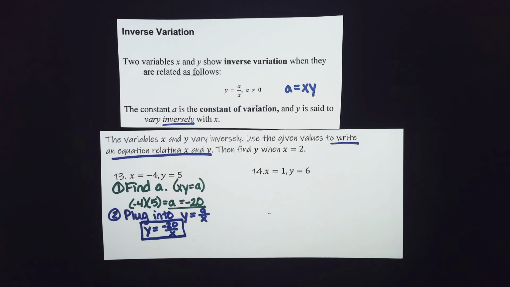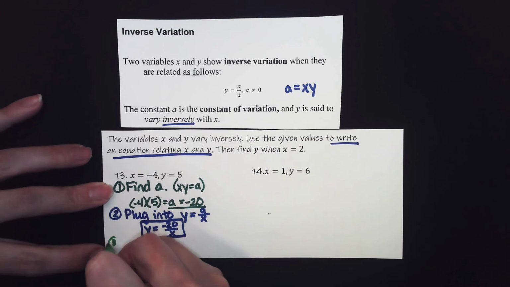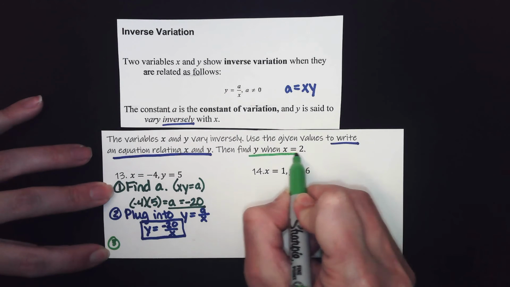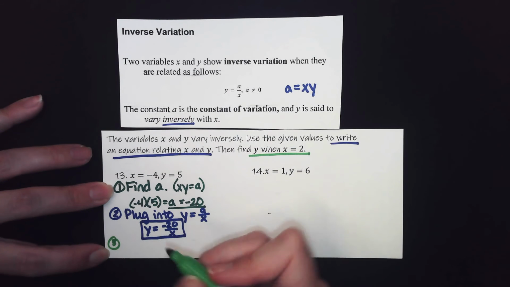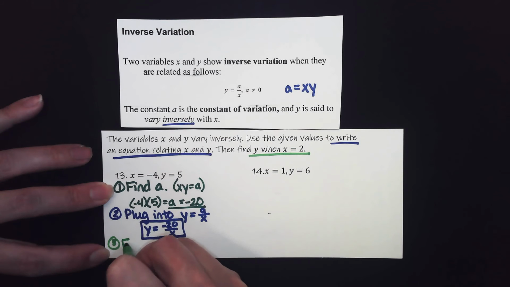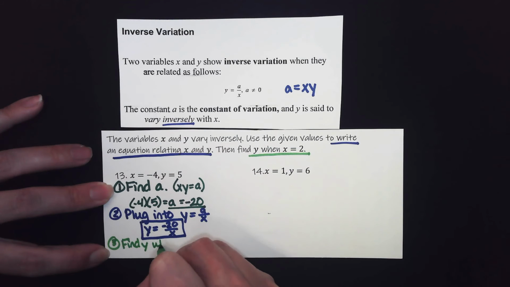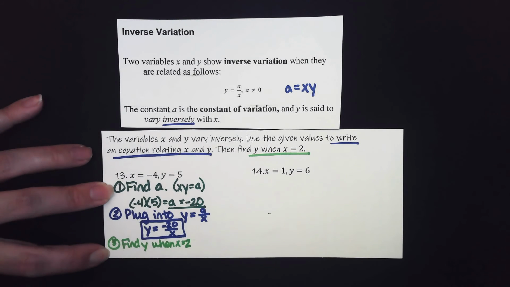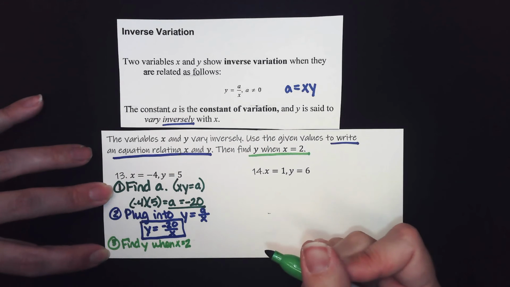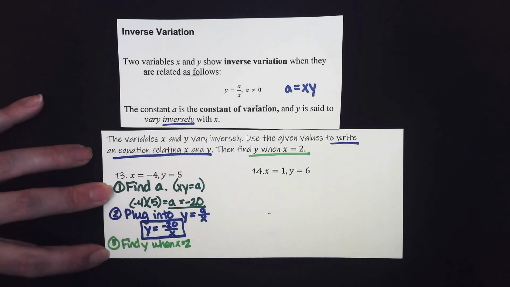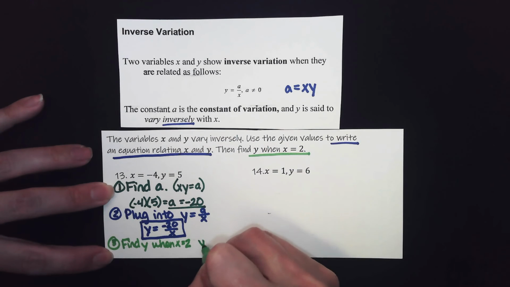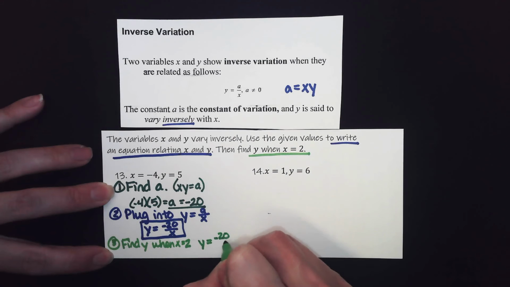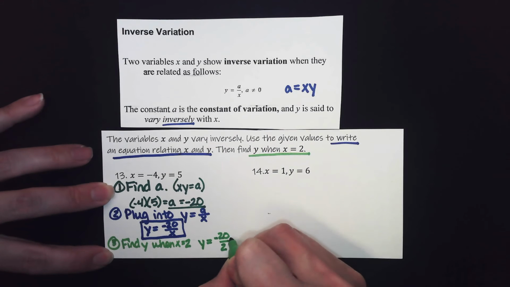Okay? And then that third and final part says find y when x is 2. Okay? So we're going to find y when x equals 2. Now that might be different. X might be something else in your practice or on a quiz, so just look out for that. But that means y equals -20 over 2. And that's -10.